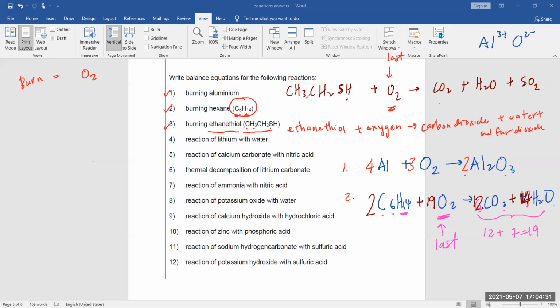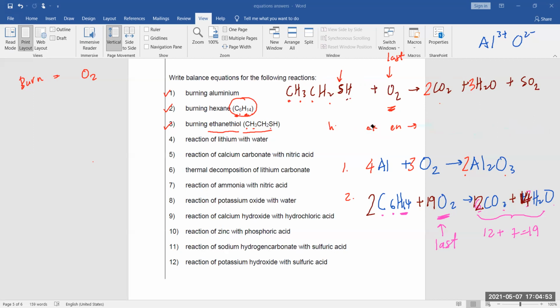Okay, we count the carbon. So you look carefully, there's 2 carbons, 1, 2. So 2 carbon dioxide. And then how many hydrogens are there? 3, 4, 5, 6. So we put here 3. And then we calculate the sulfur. There's only 1 sulfur. So 1. So it's balanced. Okay, now we calculate the oxygen.